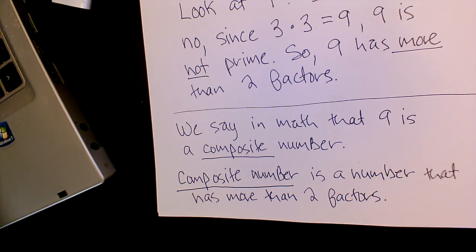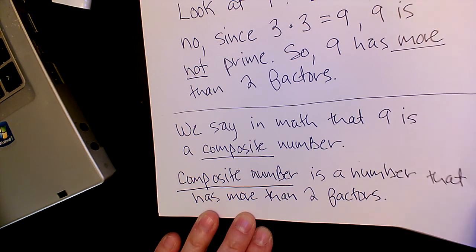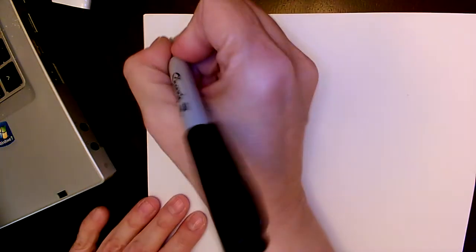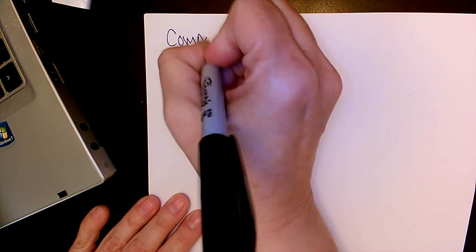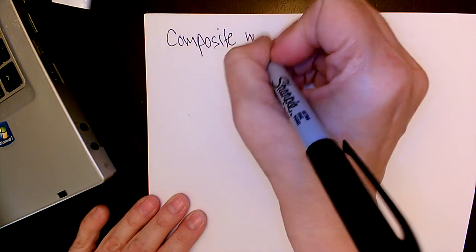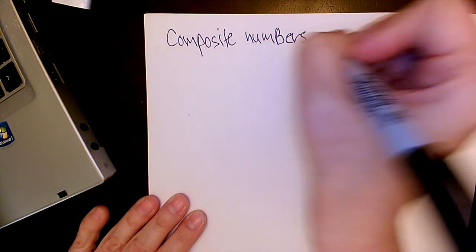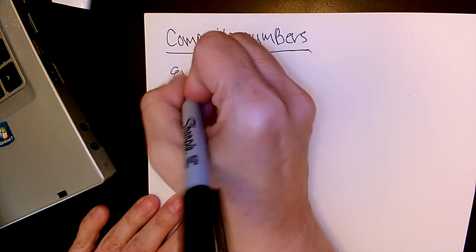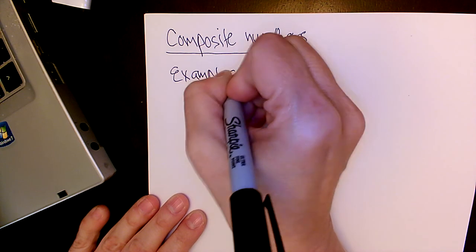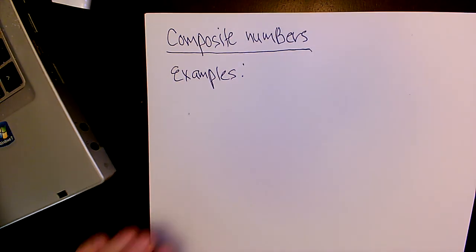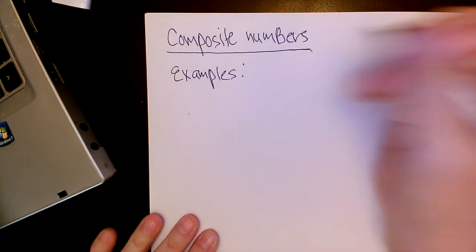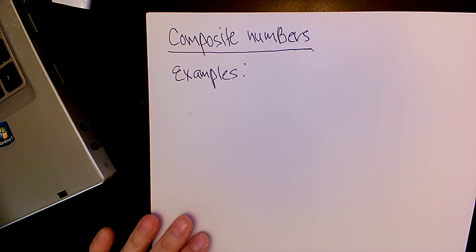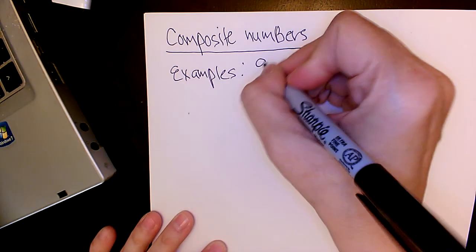So how is that so far? Let's do some examples. Let's show some examples of composites. So we know that a composite has more than 2 factors. So can you give me another composite besides 9? Because we know 9 is a composite.